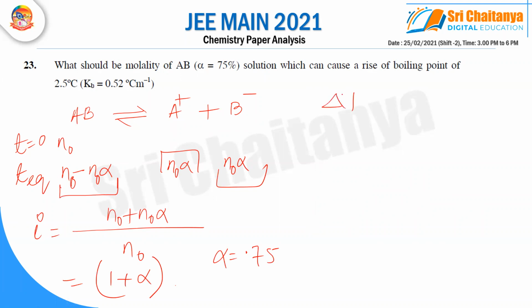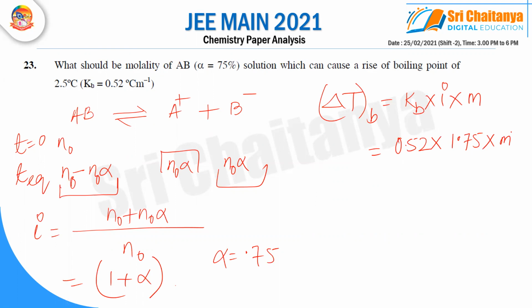Now we will find delta Tb, which is equal to Kb times i times m. Now Kb is 0.52, i is 1.75, and molality is not given. So we have to find molality. But the delta T is given, that is 2.5. So you put these values here, and you're going to get molality approximately equal to 2.7.